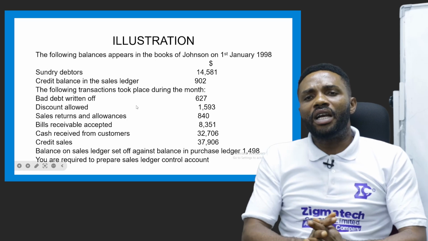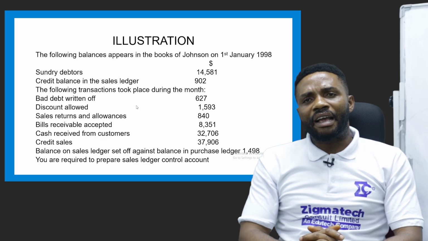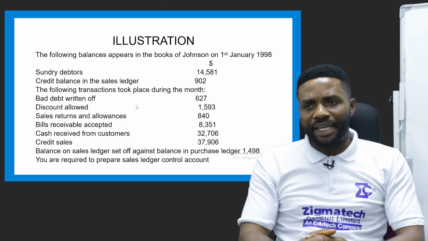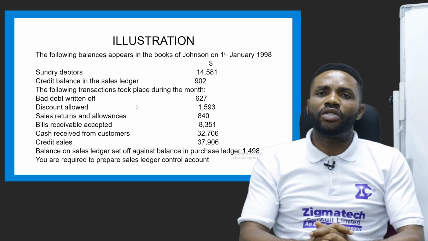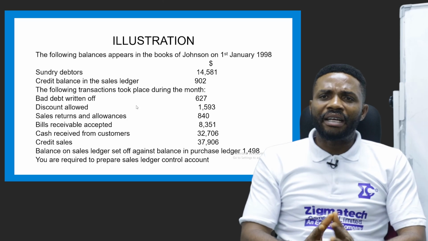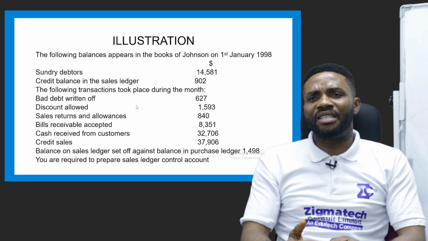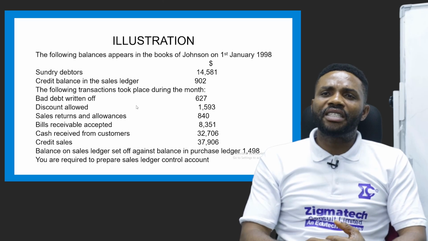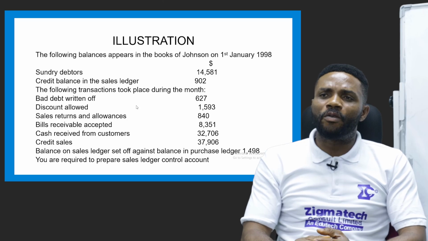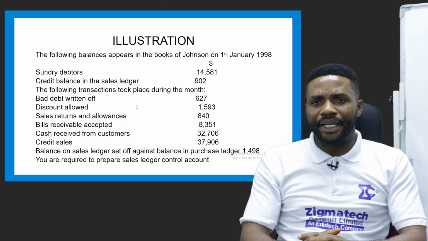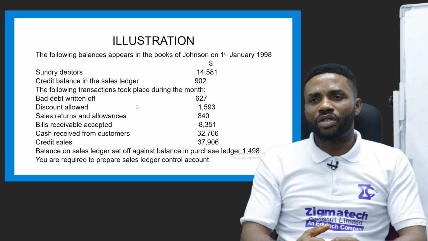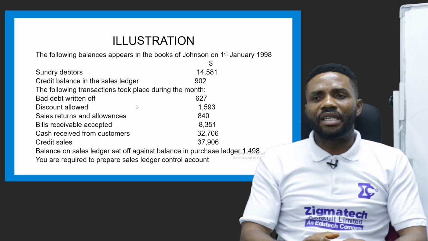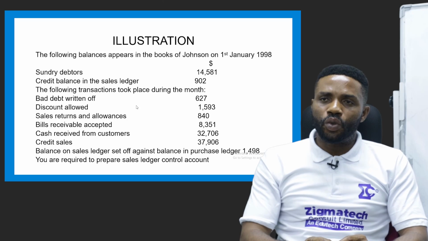All right, let's quickly take something that looks like a very short illustration before we go into our exam guide. Now, if you look at this, you see a list of balances extracted from the books of Johnson. He said the following balances appear in the books of Johnson on 1st January 1998. We have sundry debtors, 14,581. Credit balance in the sales ledger, $902.